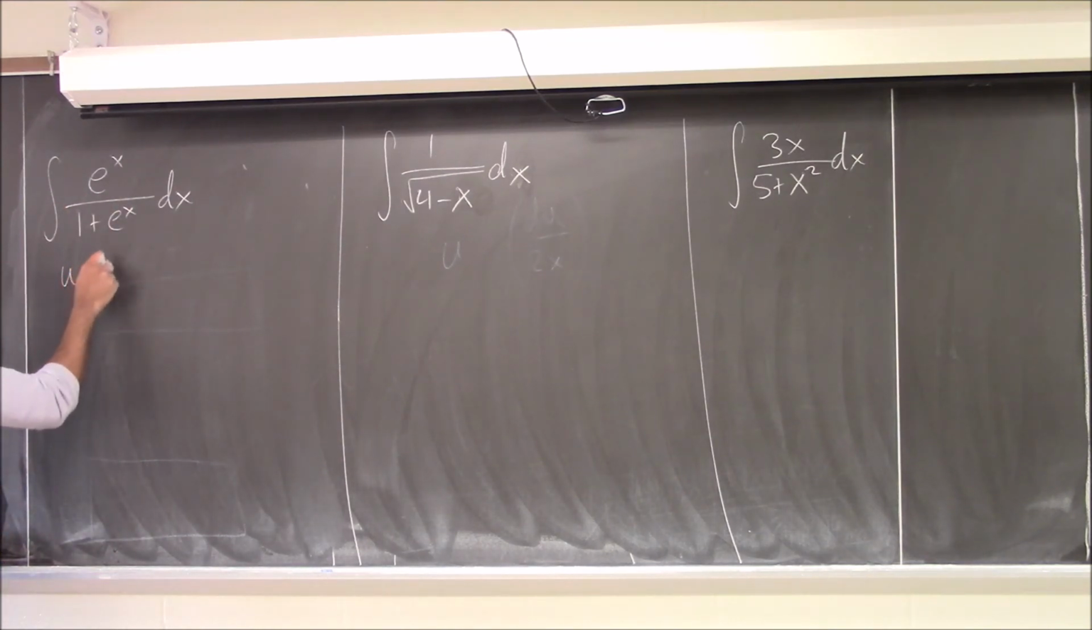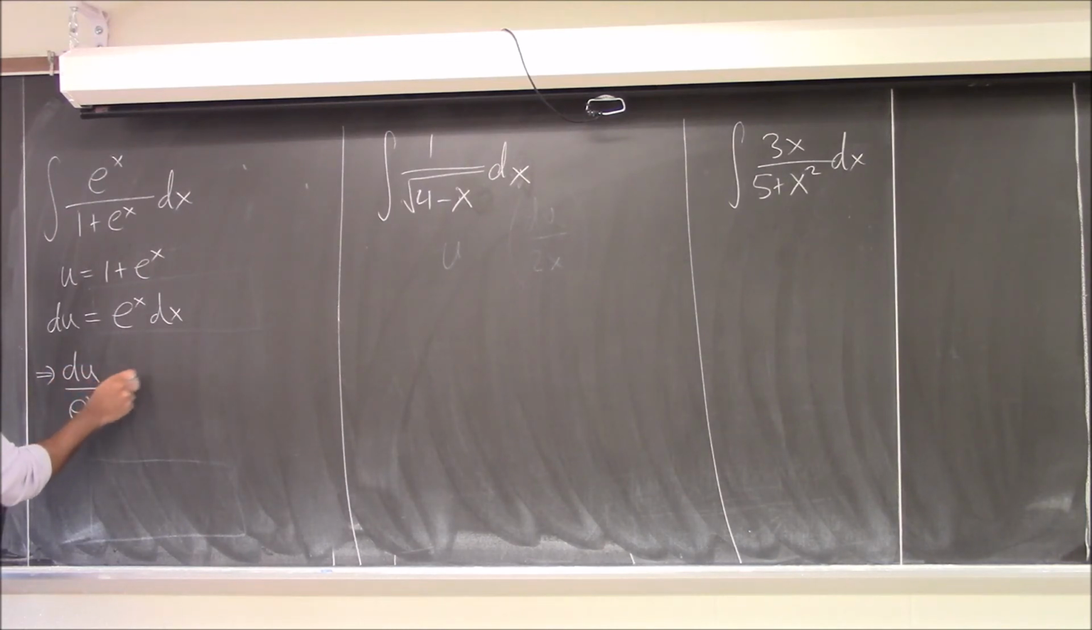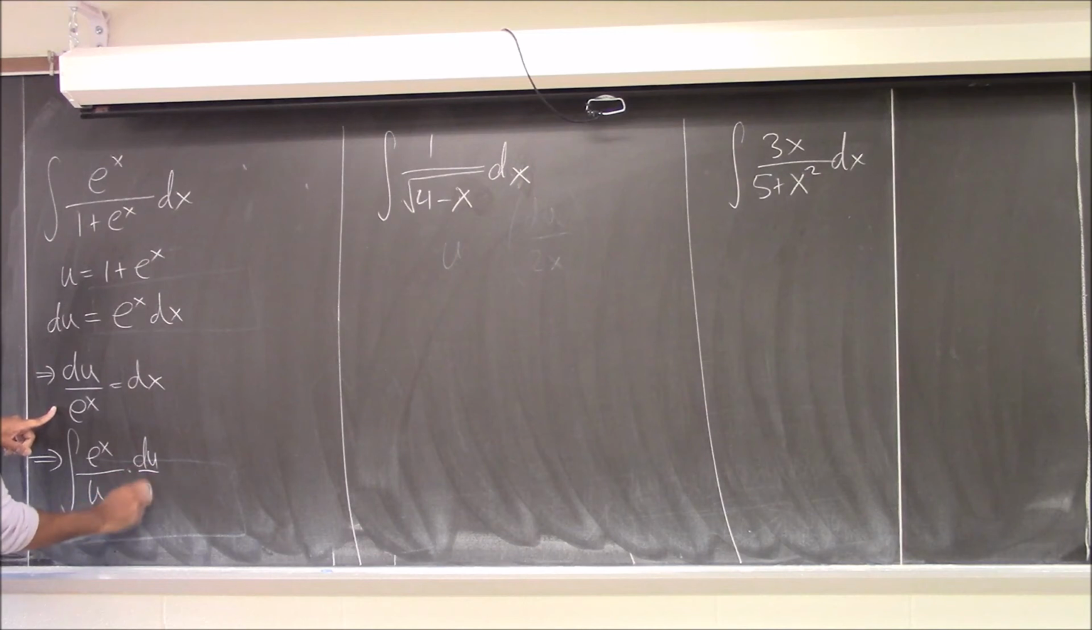So I just go, okay, let's do u equals 1 plus e to the x. Let's find the derivative. My derivative would be, derivative of this is e to the x. Then what I can do is I can solve for the dx. So du divided by e to the x equals dx. And now I can actually substitute. So my e to the x stays over this guy replaced with u, and my dx is replaced with du over e to the x.